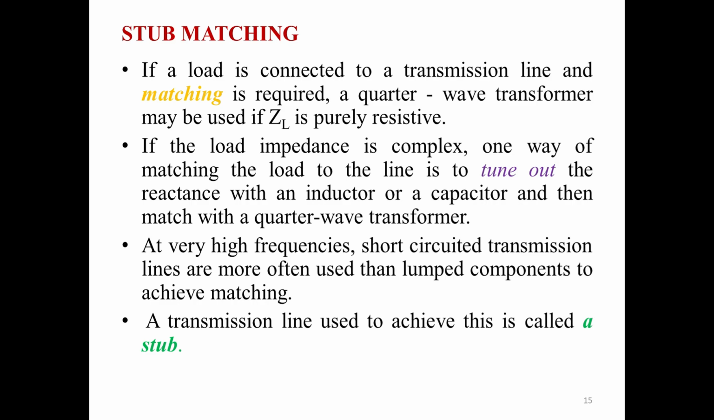If a load is connected to a transmission line and matching is required, a quarter wave transformer may be used if ZL is purely resistive. If the load impedance is complex, one way of matching the load to the line is to tune out the reactance with an inductor or a capacitor and then match with a quarter wave transformer. At high frequencies, short-circuited transmission lines are more often used than lumped components to achieve matching. A transmission line used to achieve this is called a stub.